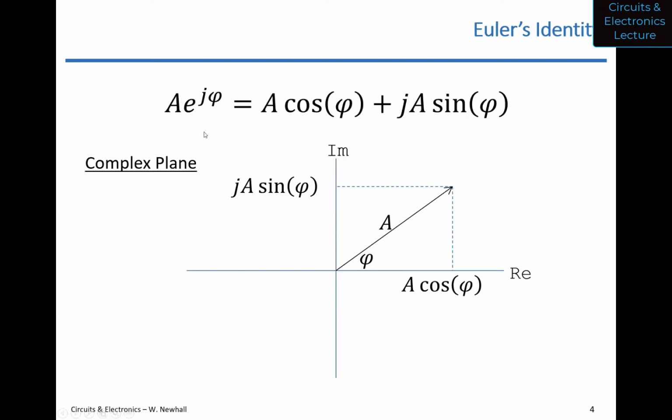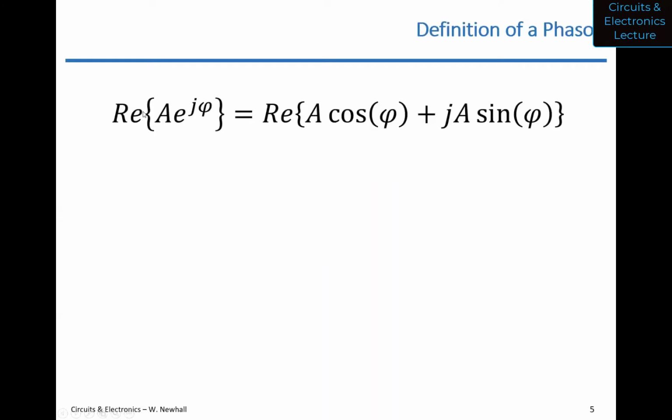Let's extend this to what a phasor is. Let me go back to this top formula right here, and I'm just going to take the real part of both sides. All I did is put real and some brackets around both sides, so both sides of the equation are still equal. On the right-hand side, the real part of a cos plus j a sine is just the cosine term. Now you can see there's some connection here. We're trying to represent a cosine in some way that we can work with.